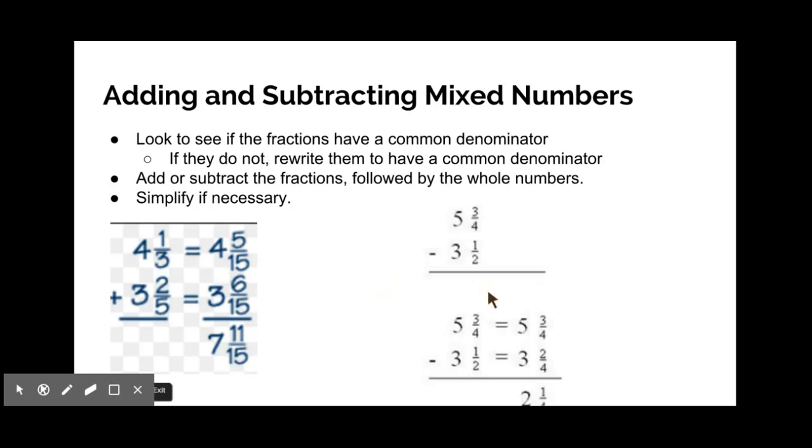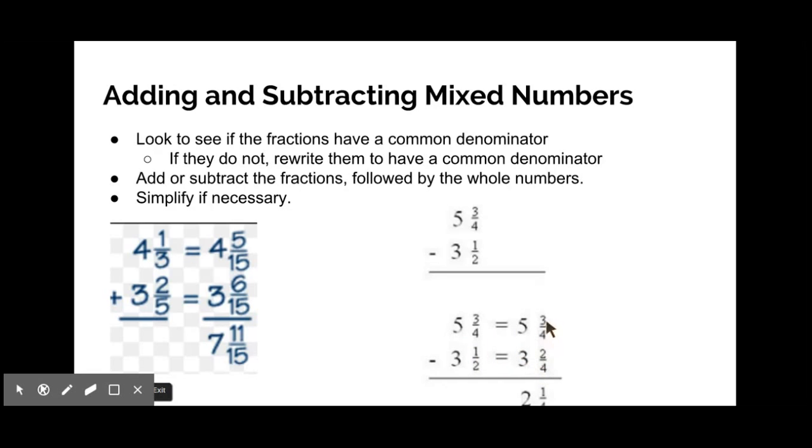The next example that we have is 5 and 3/4 minus 3 and 1/2. Again, the denominators are different, so we want to rewrite 3/4 and 1/2 to have a common denominator. 4 is the least common multiple for 2 and 4, so 5 and 3/4 can stay the same. 3 and 1/2 can be rewritten as 3 and 2/4.